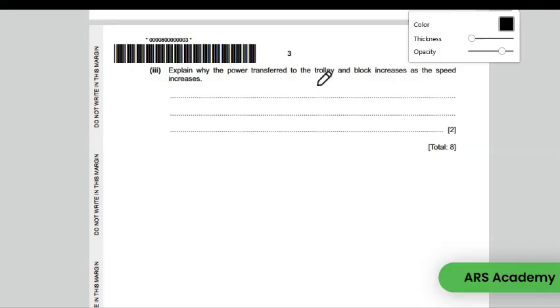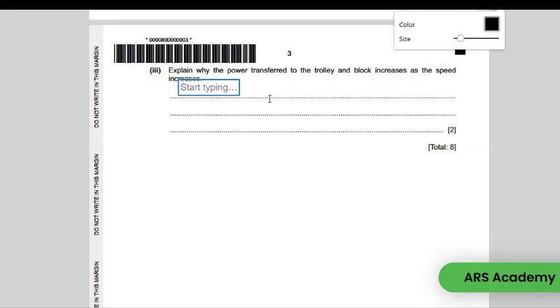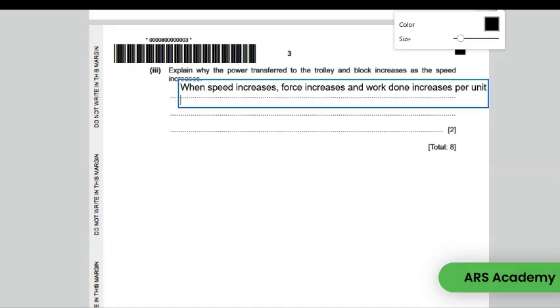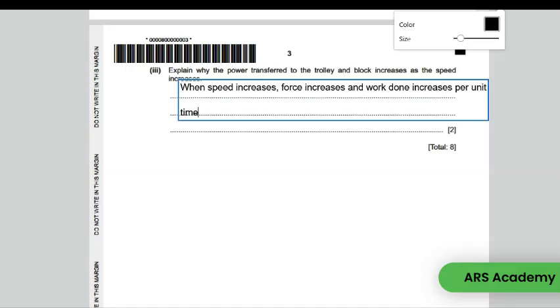Explain why the power transfer to the trolley and block increases as the speed increases. So when the speed is increasing, the force is also increasing and the acceleration is also increasing, as force is equal to mass multiplied by acceleration. So the work done is also increasing, and since the work done is increasing, the energy transferred per unit time is increasing. So that means the power will also increase.